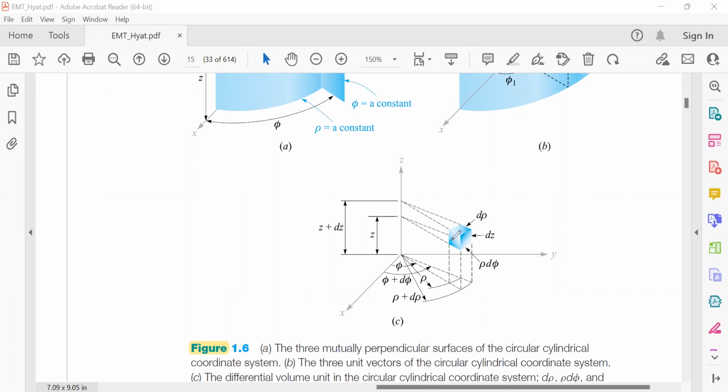And what is this area? d rho dz. d rho into dz. Very good. d rho into dz. There is confusion in all of this.